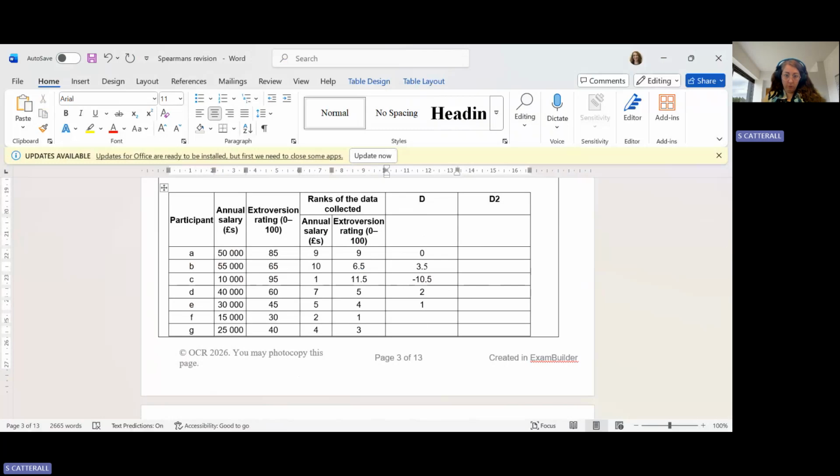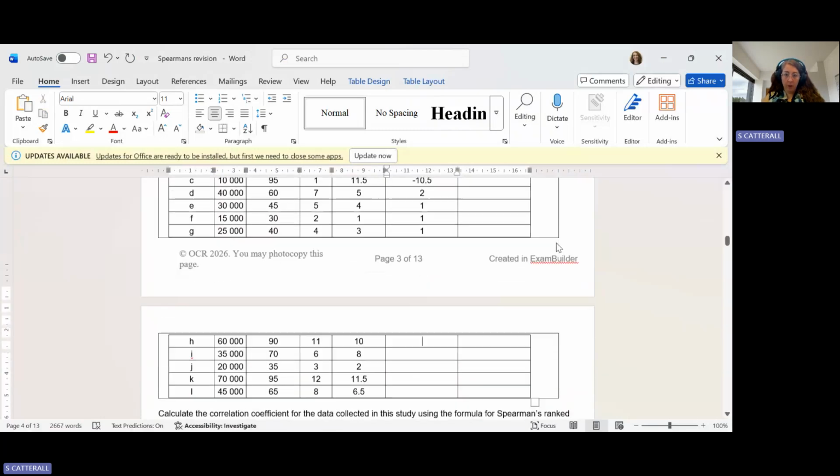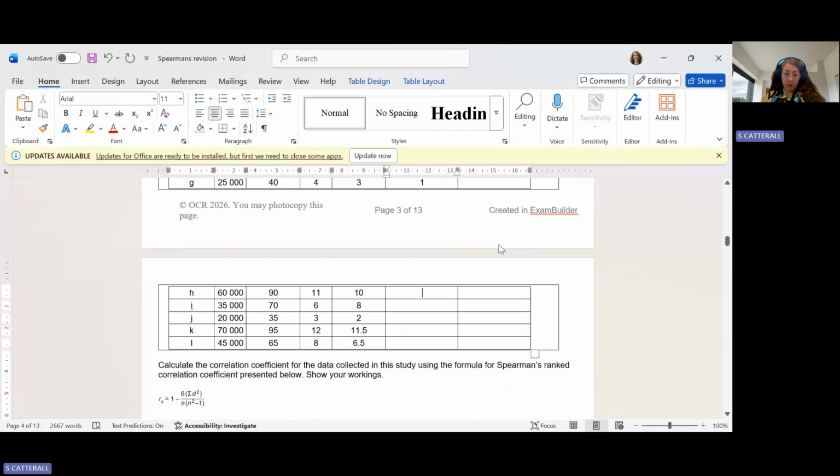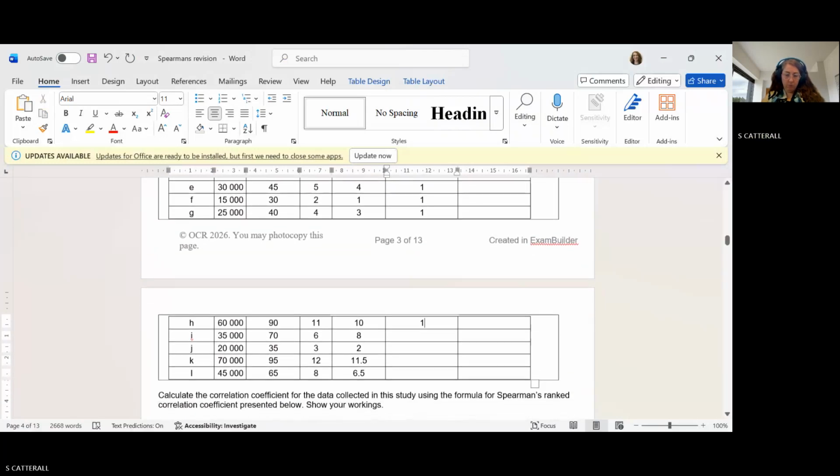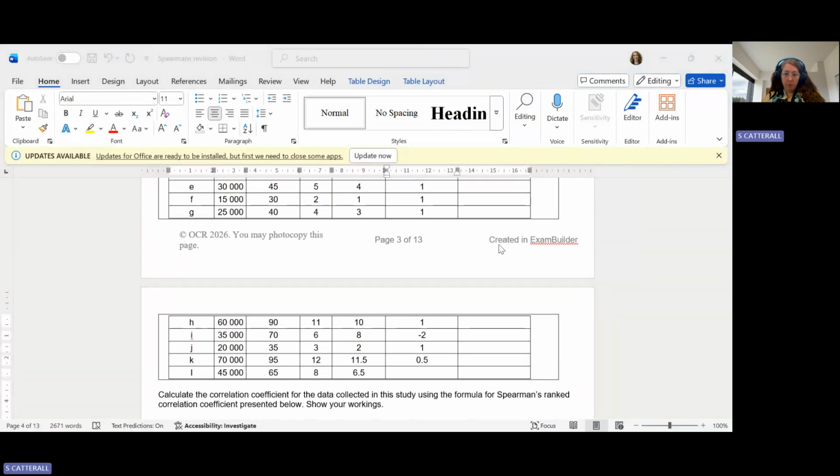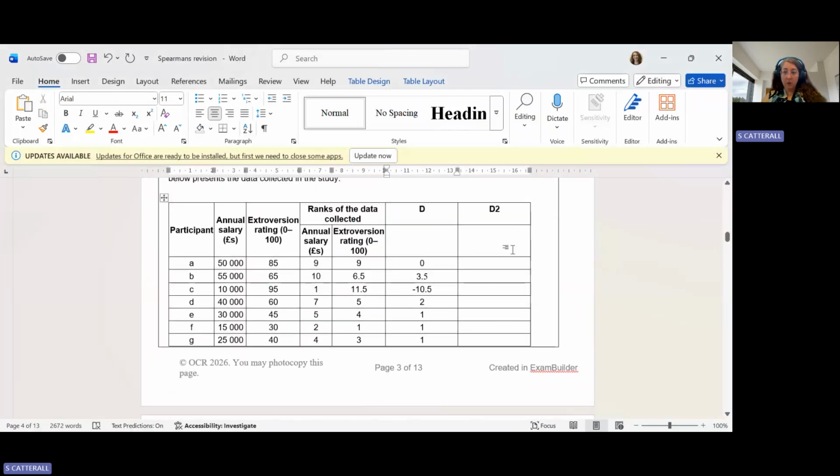So 1, 1, 1. Okay. And then we've got, oh, I've got more. 11 take 10 is 1. 6 take 8 is 2, 3, 1.5. 0.5. I was thinking that that's not right. This is why I just prefer to do it on a calculator and then I don't make any mistakes. 1.5. And then we need to square them.